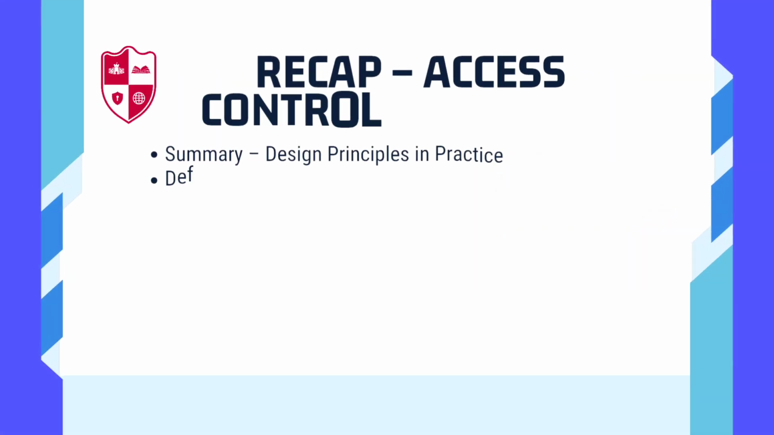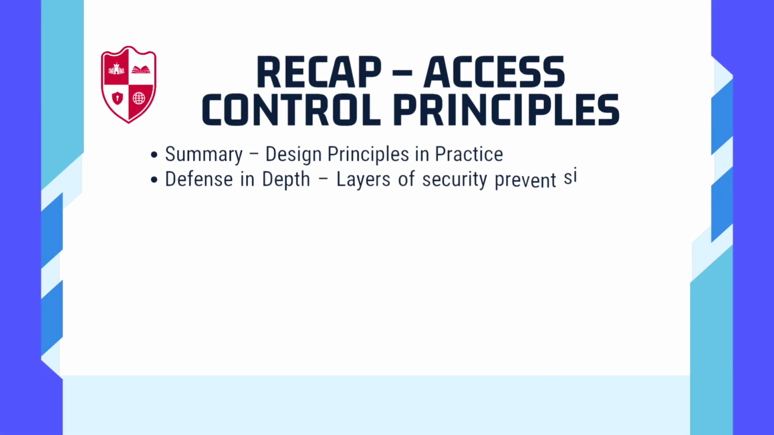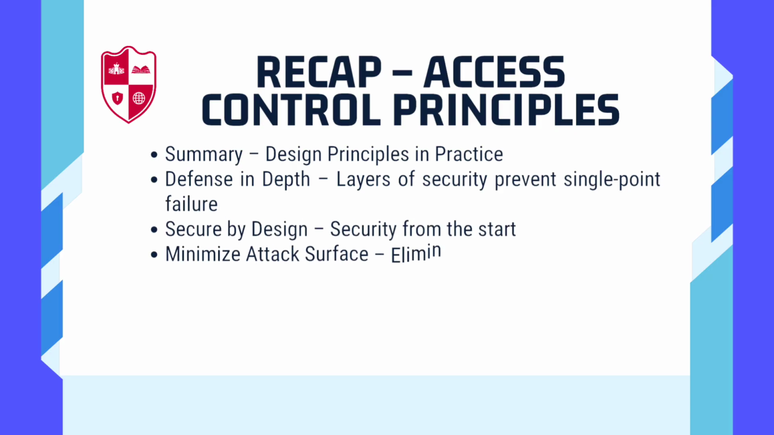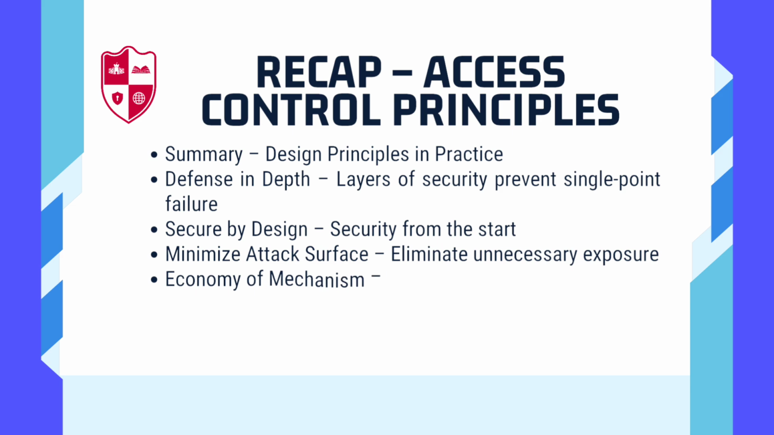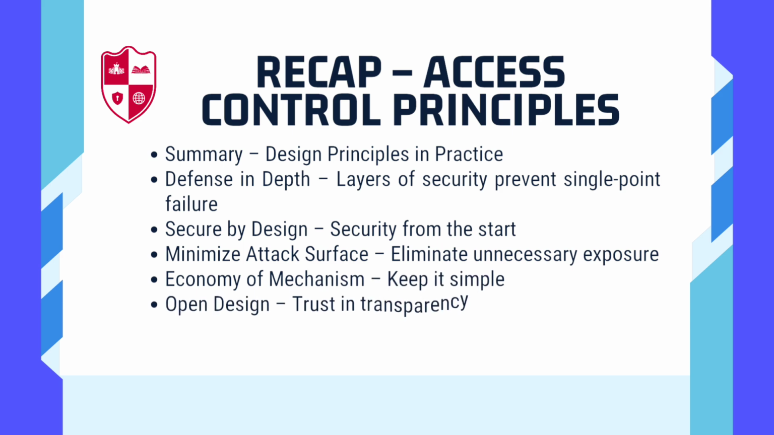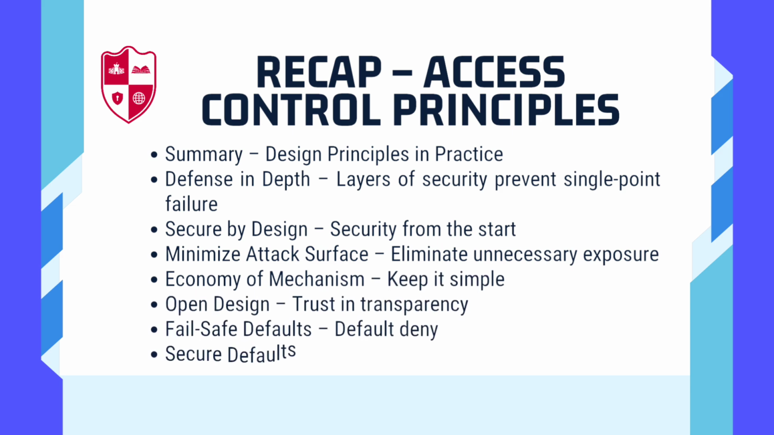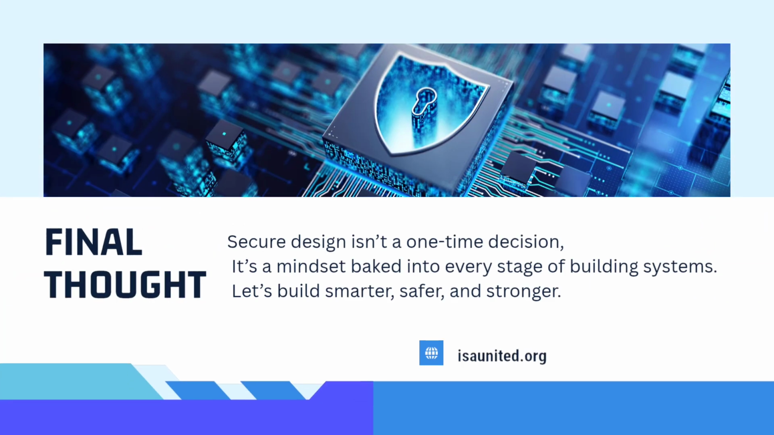Summary: together, these 7 principles act like the blueprint for building systems that defend themselves. From layered protection and simplicity to secure failure and transparent design, each principle works toward the same goal: resilience against evolving cyber threats. Remember, the goal isn't just to make secure systems, it's to make security the system.